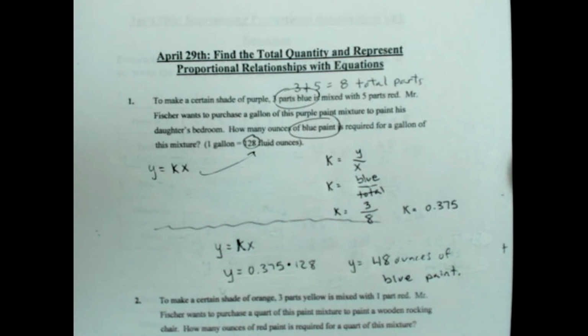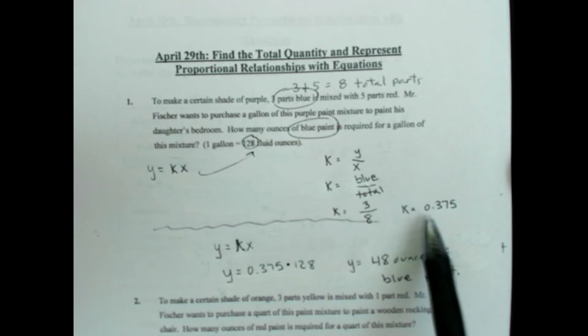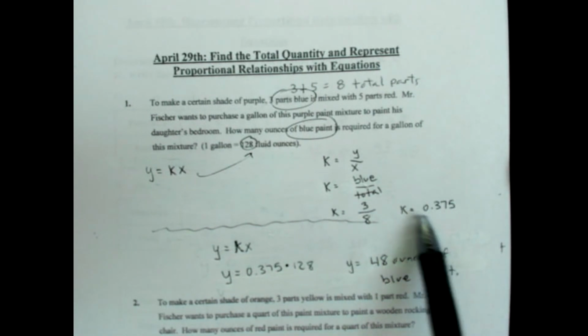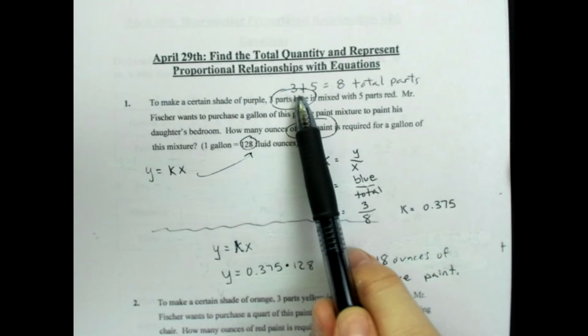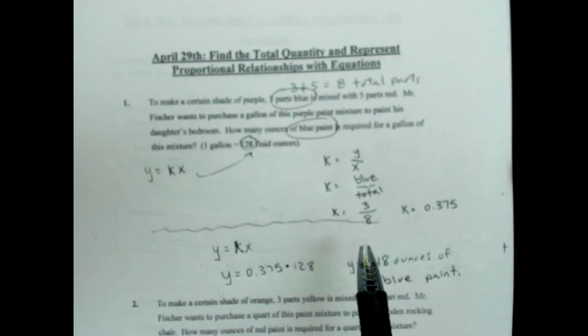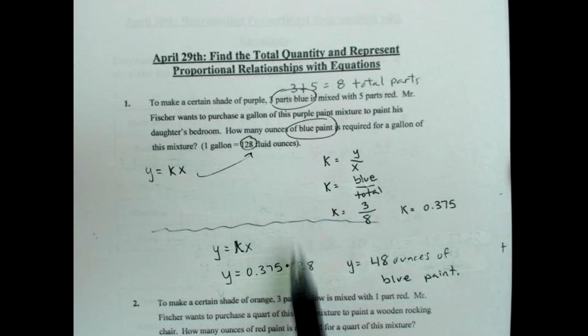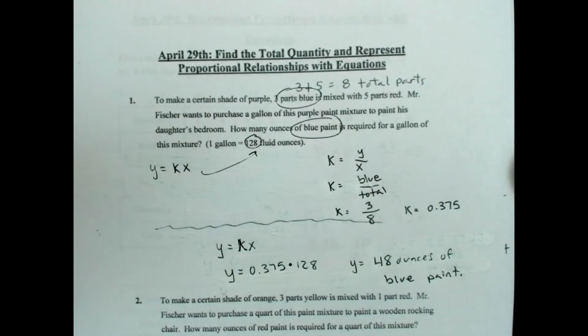And that's it. So for number 2, I want you guys to follow the same steps, where you find what part of the overall mixture is what we're looking for. Since we were looking for blue, we did 3 over the 8 total. Then you just have to multiply that by the total amount of fluid ounces that they are looking for.